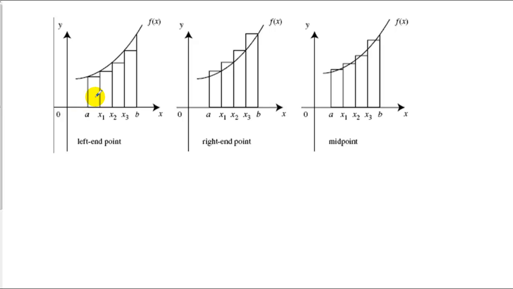Now there's a couple of ways we can make our rectangles. We can make our rectangles referencing a leftmost point on our interval from A to B. So you'll notice that in this case, all my rectangles start with a left point on the curve. Whereas in this case, all my rectangles are going to start with a right point on the curve. And in this final case, you'll notice that our rectangles are made such that the middle of the rectangle goes through a point on the curve.